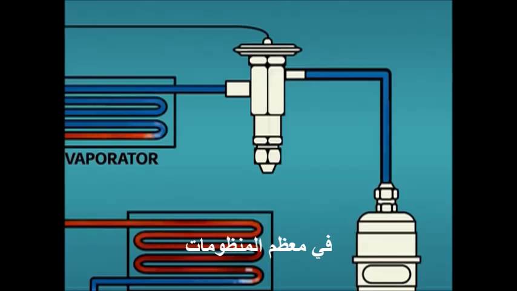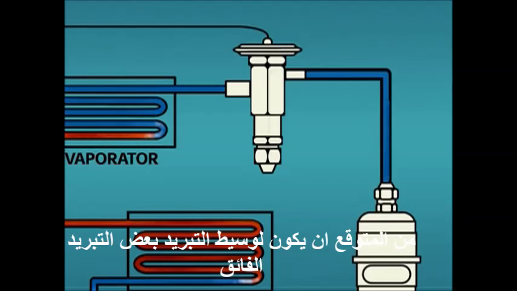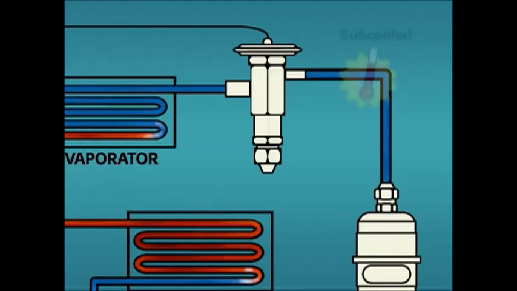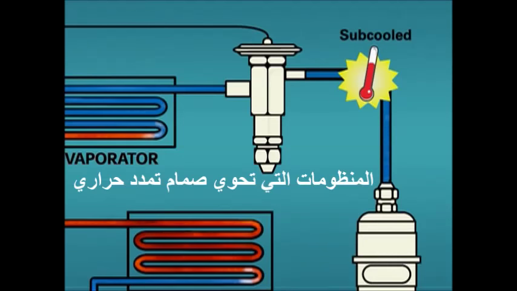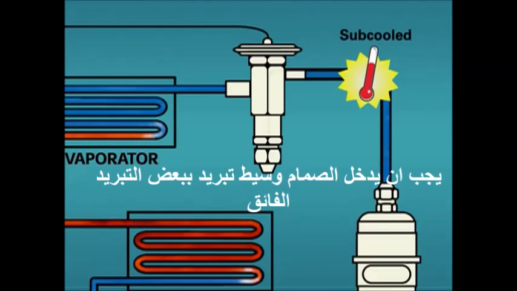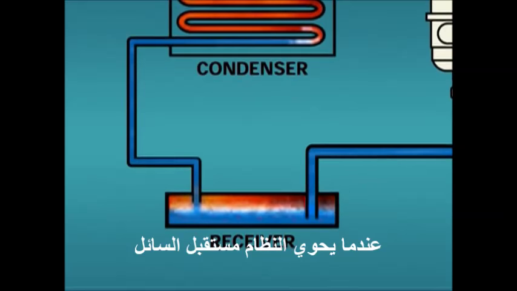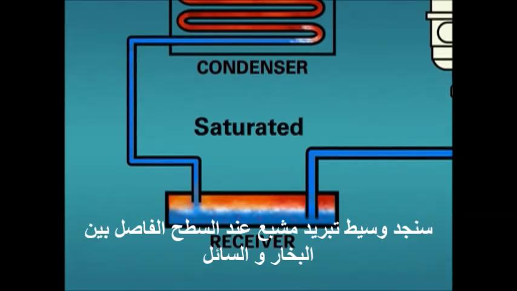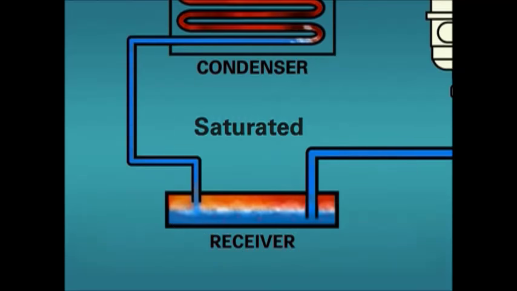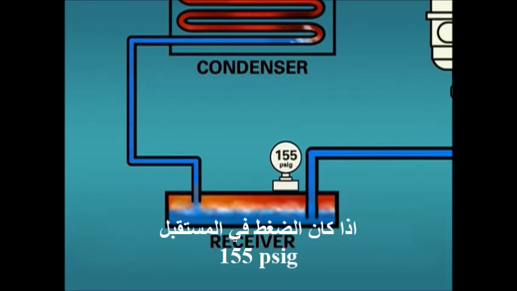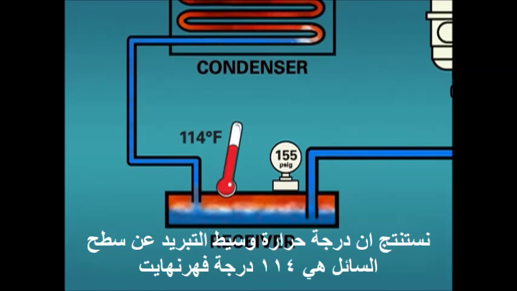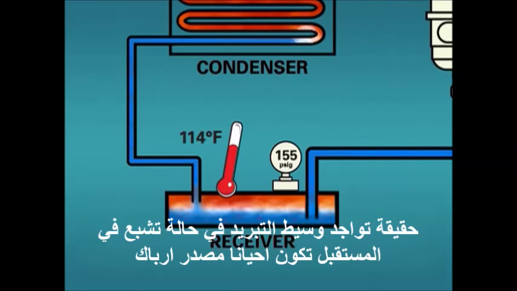With most systems, one can expect to find the refrigerant in the liquid line to have some amount of subcooling. In particular, systems employing a TEV should have subcooled refrigerant liquid entering the valve. When a system employs a liquid receiver, we will find saturated refrigerant at the liquid-vapor interface in the receiver. If the measured pressure in the receiver is 155 psig, we know the temperature at the refrigerant level to be 114 degrees Fahrenheit.